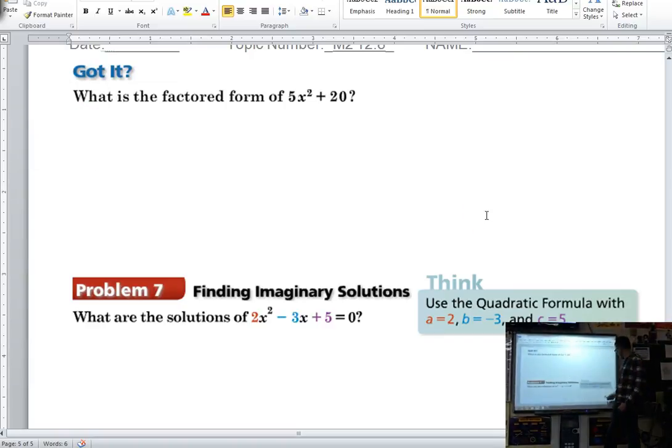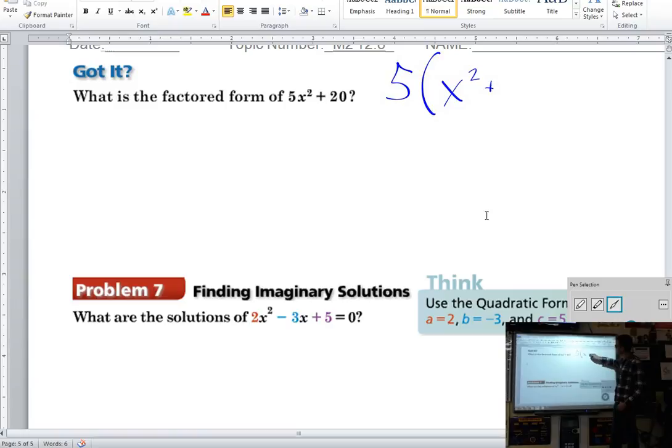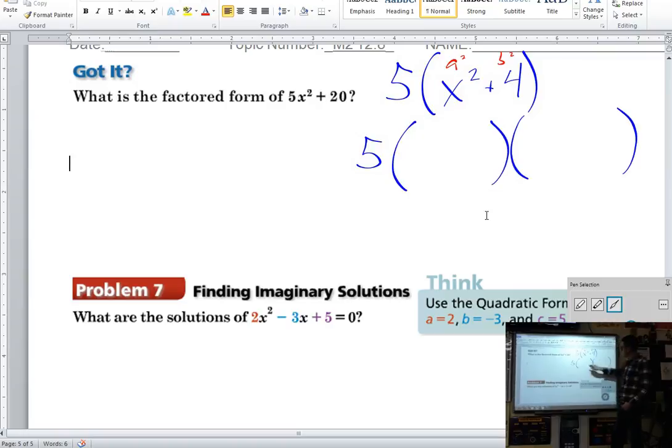So if we factor out the 5, then ask yourself, do we have my first value as a square and my second value as a square? Yeah. So now I can set this up. I'm going to have x and x, but I can't just use 2 and 2. Instead I use 2i and minus 2i. Yeah, a positive 2i and a negative 2i.